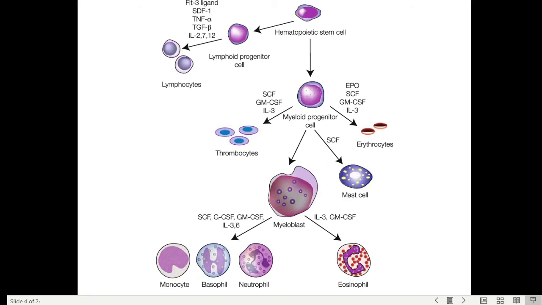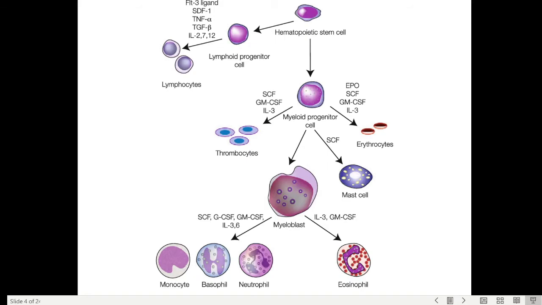The next is the myeloid progenitor cell. In this myeloid progenitor cell we have 4 different branches. Myeloid cells produce thrombocytes, blood cells, eosinophils, mast cells and erythrocytes. The different cells are produced by different signals.